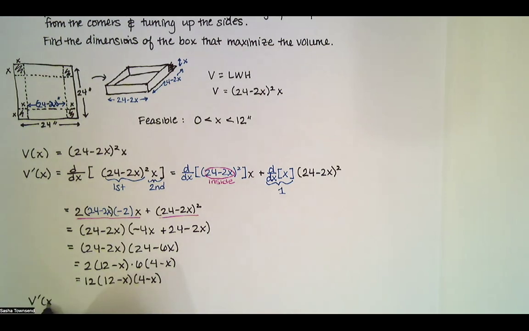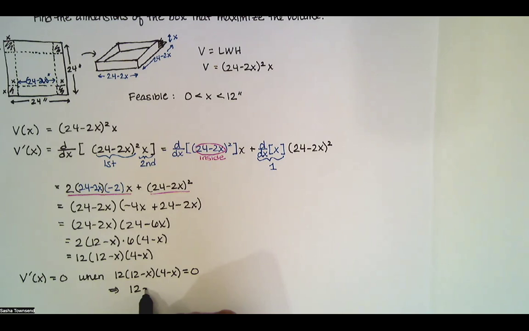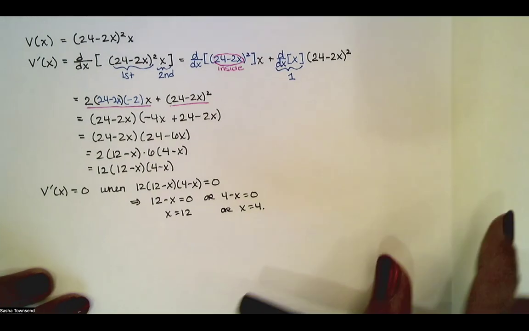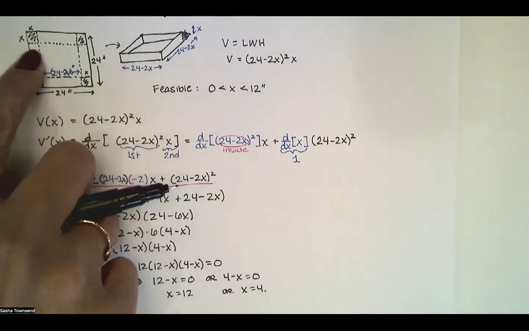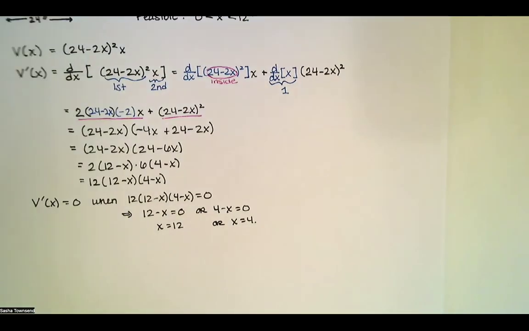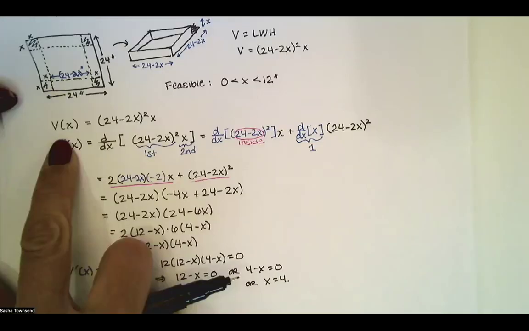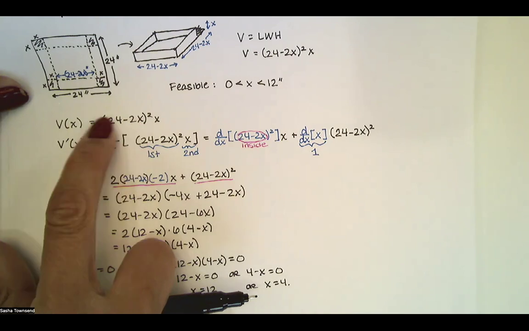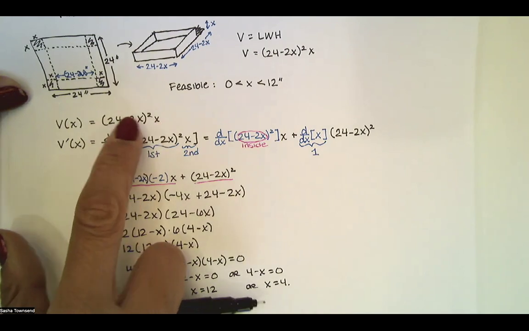So we'll say V prime of x equals 0 when 12 times (12 minus x) times (4 minus x) equals 0. So that means 12 equals 0, which never happens, or 12 minus x equals 0, or 4 minus x equals 0. So x equals 12, or x equals 4. And I believe if x equals 12, we're not going to have a box at all. We can see that the volume when x equals 12, we substitute 12 here, is just 0 squared times 12, which is 0.